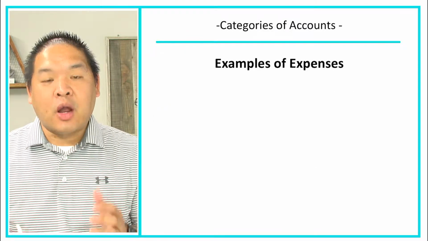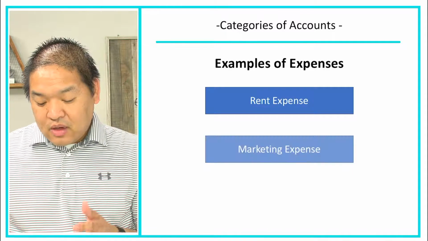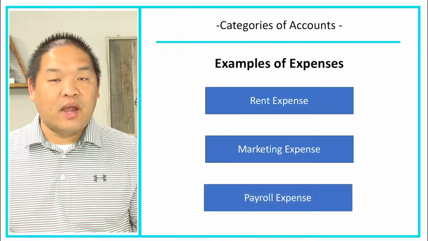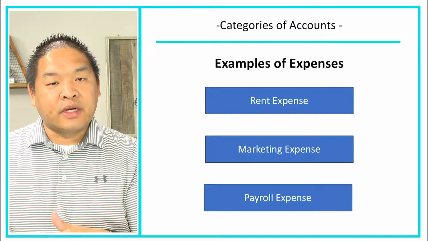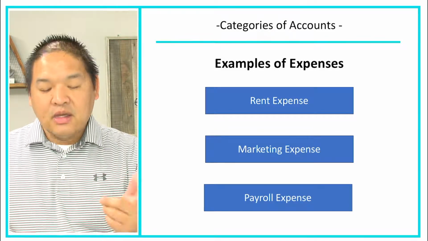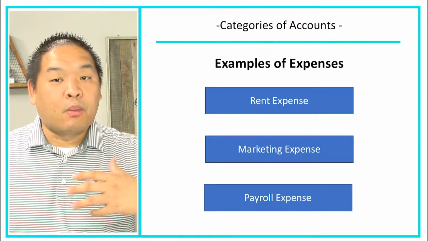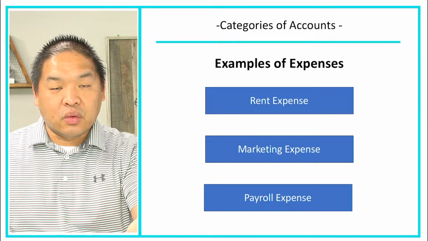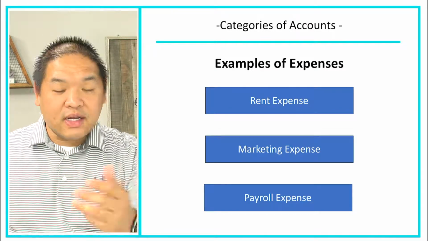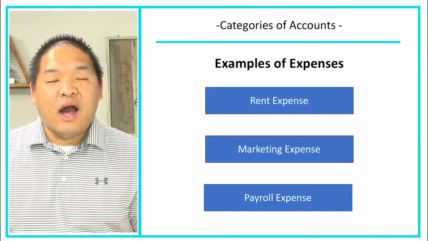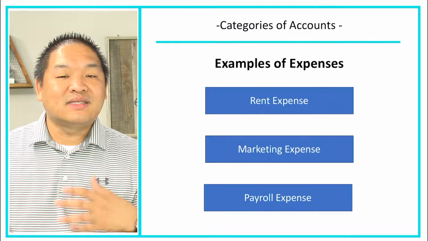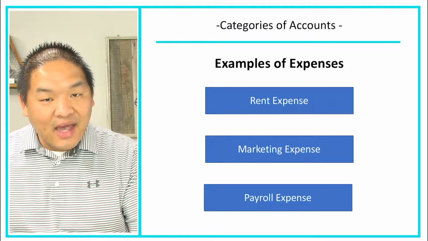Examples of expenses are rent expense, marketing expense, and payroll expense. So rent expense, if a company decides to rent out a facility, they're going to pay rent expense. Marketing expenses, obviously, we have to market our services or our product to the world, and so we might incur marketing expenses. And then payroll expenses, we're going to have employees. I don't really know of any company that doesn't necessarily have employees per se.